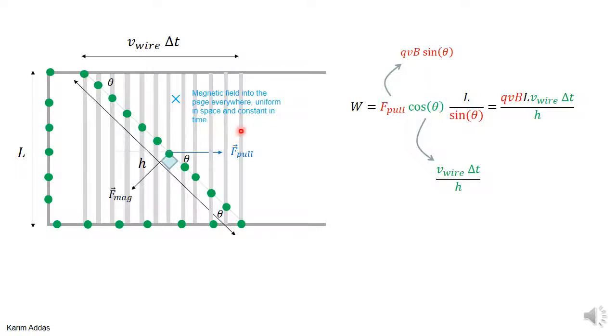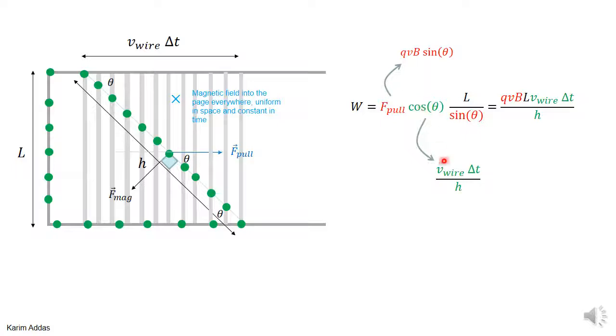Remember, the bar is moving with a velocity v wire. So in an amount of time delta t, it moves a distance v wire delta t. So this whole distance is v wire delta t. So if you want to get cosine theta, it's the adjacent. The adjacent is v wire delta t over the hypotenuse, which is h. So it's v wire delta t over h.